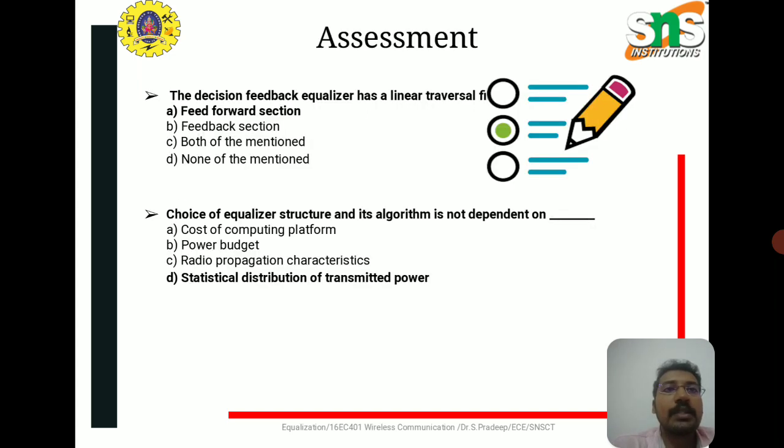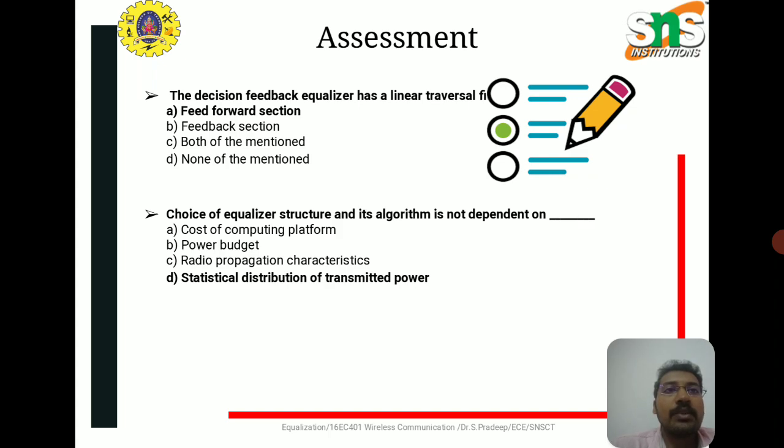The assessment questions. The decision feedback equalizer has a linear transversal filter which has feed forward section, or feedback section, or both of the mentioned, or none of the mentioned. Choice of equalizer structure and its algorithm is not dependent on cost of computing platform, or power budget, or radio propagation characteristics, or statistical distribution of transmitted power.